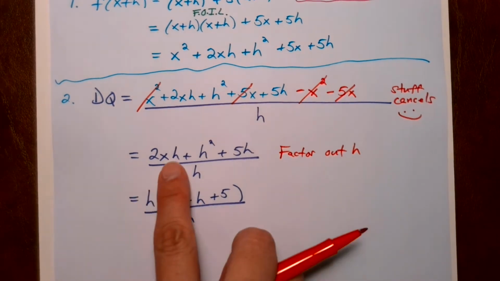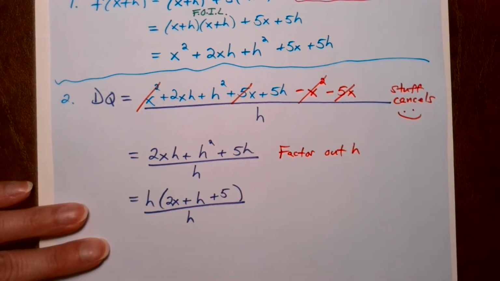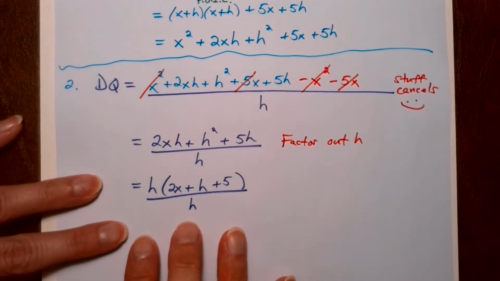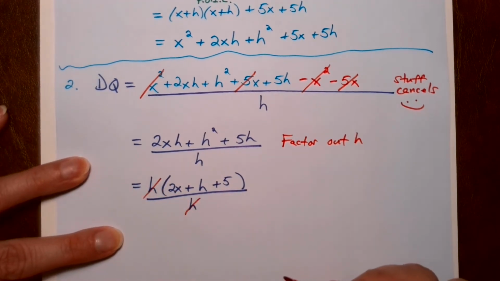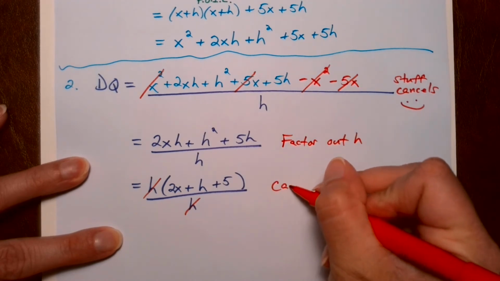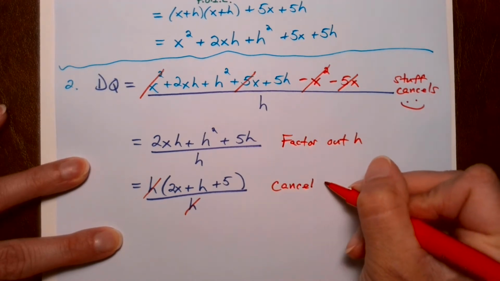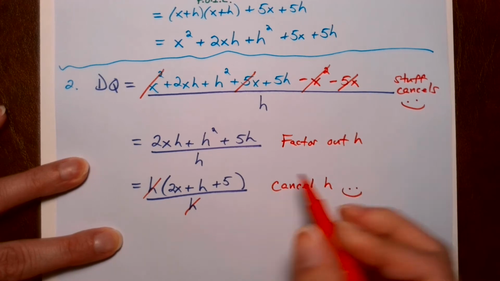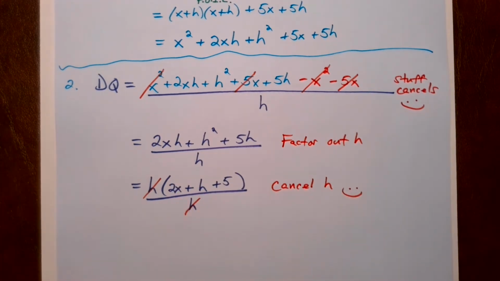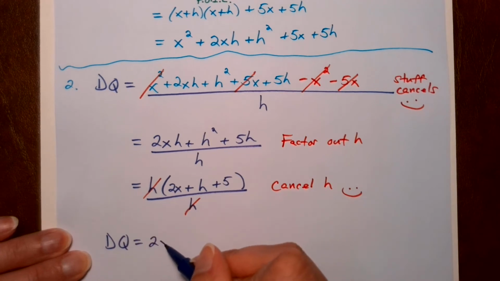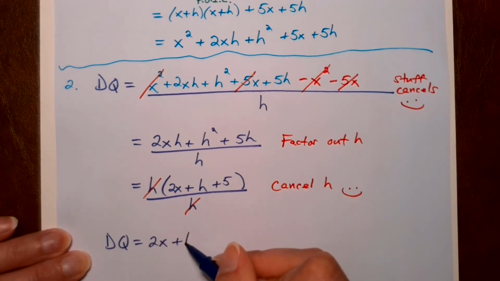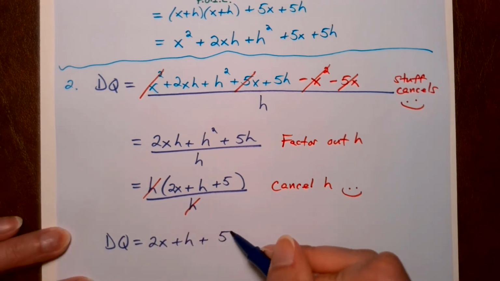Write it as a new line. Take an h away from all the terms. All right, now if you're doing this correctly, look at this. We're going to cancel an h. If you're doing it correctly, that will always happen. And so the difference quotient is 2x plus h plus 5.